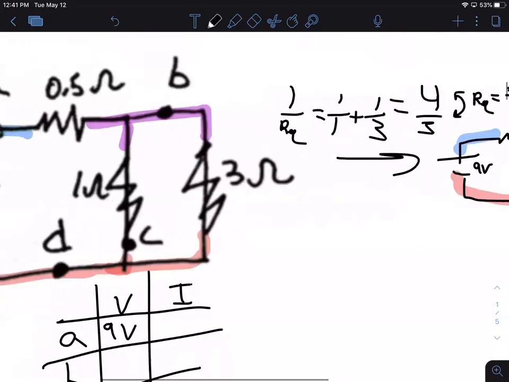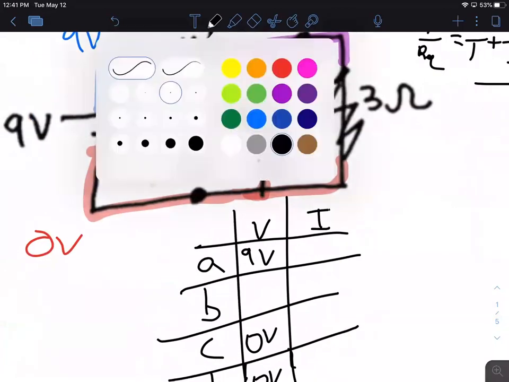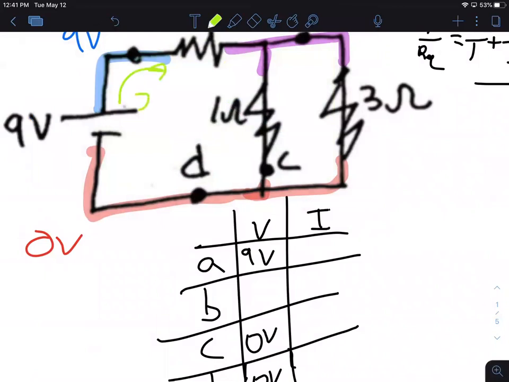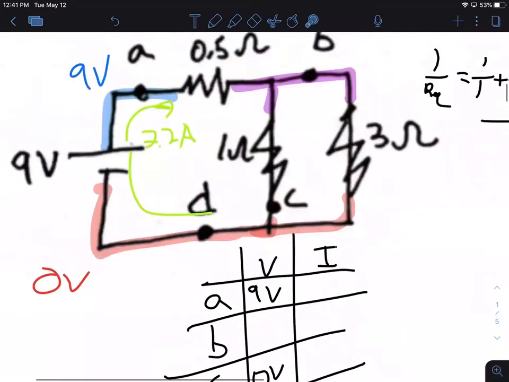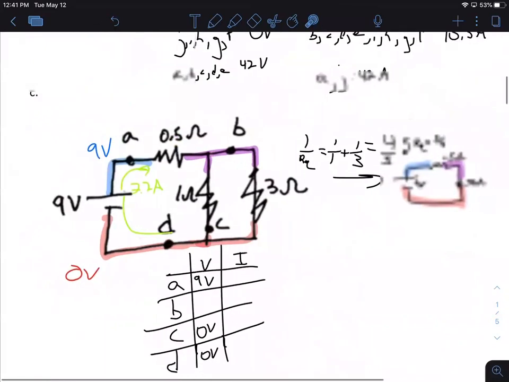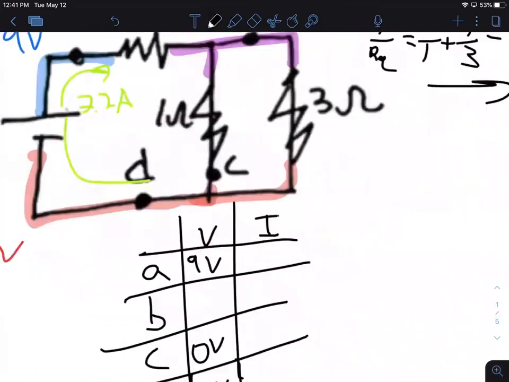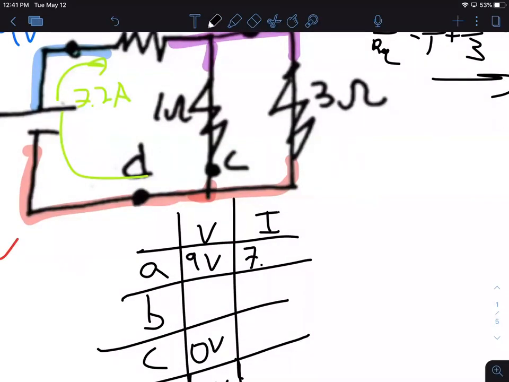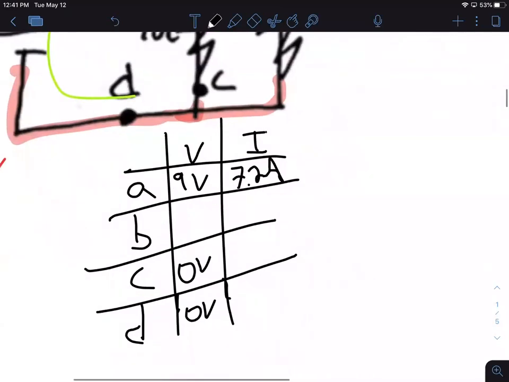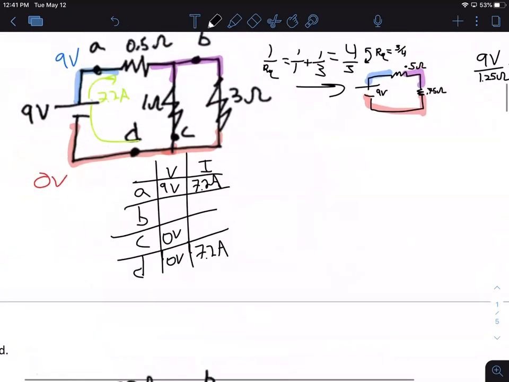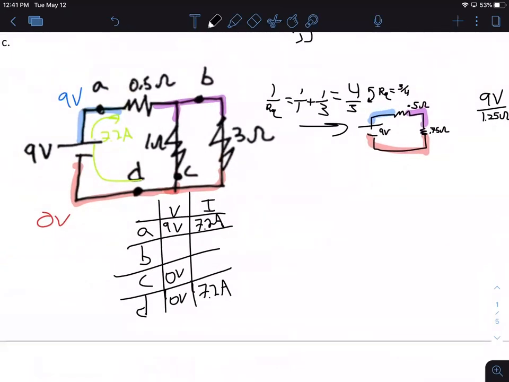All right, so now I can go back. I can say I've got 7.2 amps running through my battery here. So that means the current through A and the current through D are both 7.2 amps. If I was doing this, I wouldn't actually do this table till the end. I would just solve this circuit like I normally would, making myself a table maybe for all these resistors, and then go back at the end and write this table in.